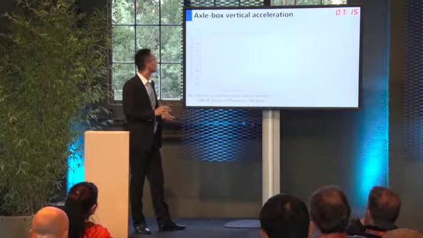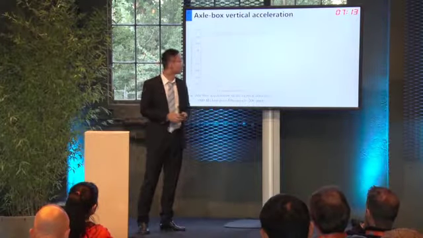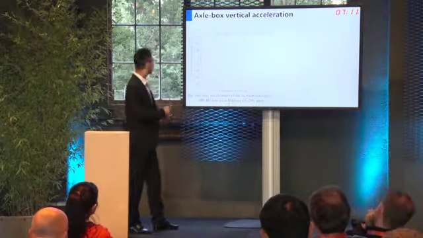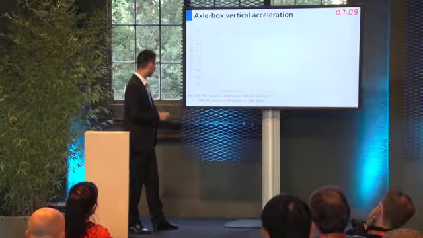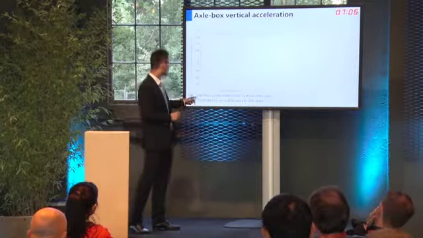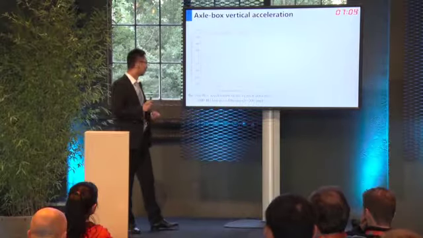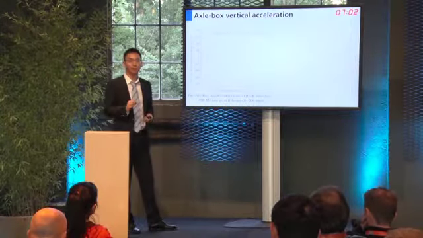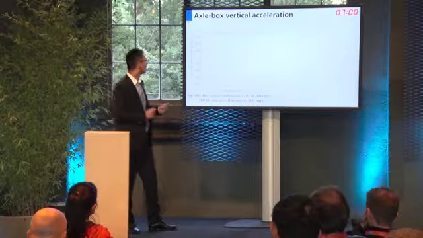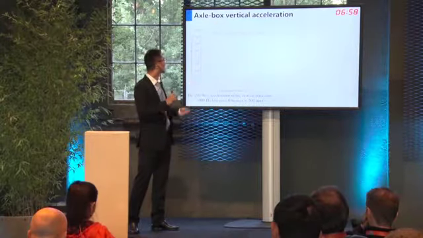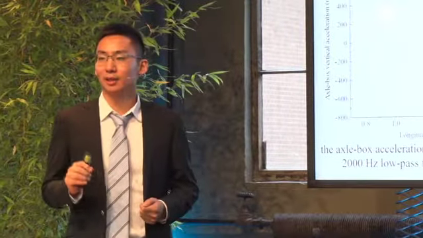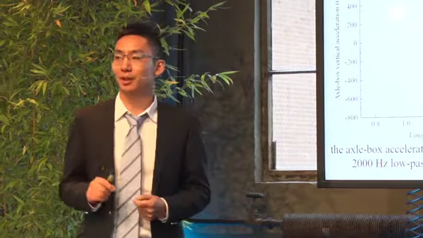Let's move to the axle box vertical acceleration. It's a little unclear, sorry. This figure shows the axle box acceleration in the vertical direction with 2000 Hertz low-pass filtering. And the acceleration changes periodically, similar to the corrugation.